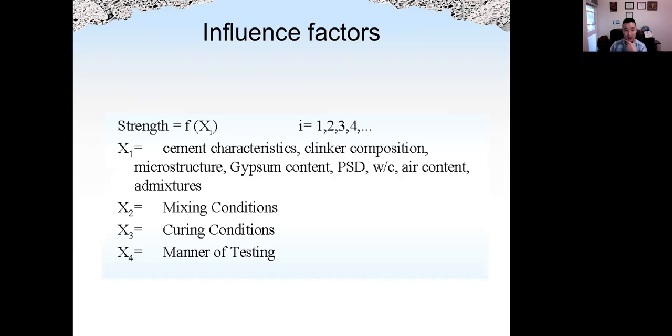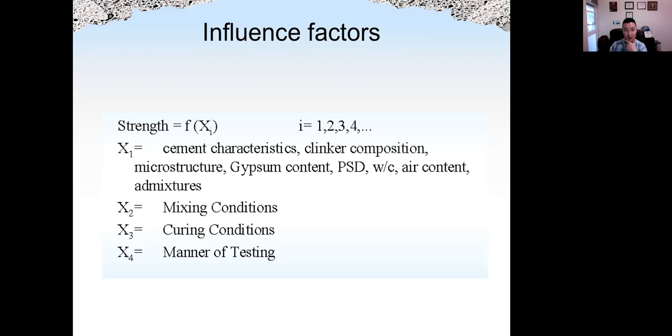So the influencing factors for the strength of concrete include many things. X1 includes cement characteristics such as the percentage of different compounds, microstructure, percentage of gypsum, particle size distribution, water to cement ratio, air content, and admixtures. We discussed most of these in previous lectures, and we already know how these properties affect the strength of concrete.